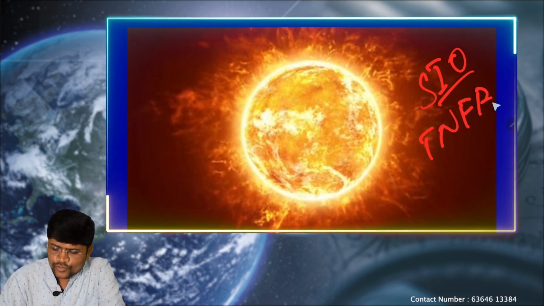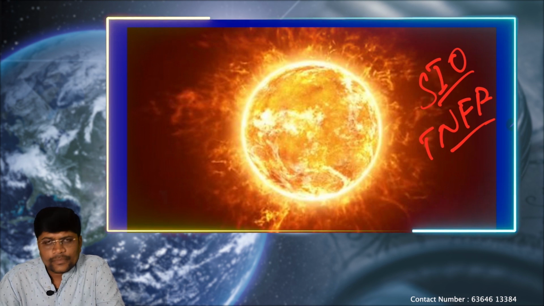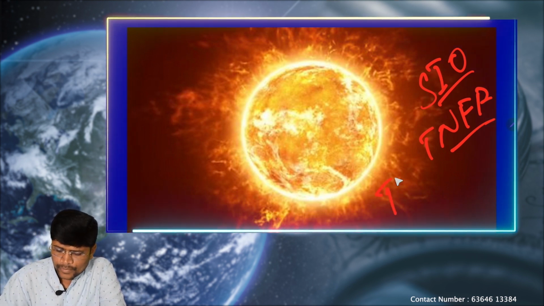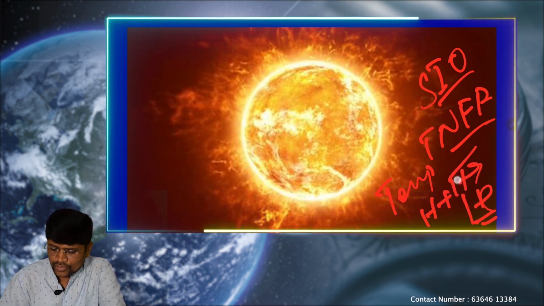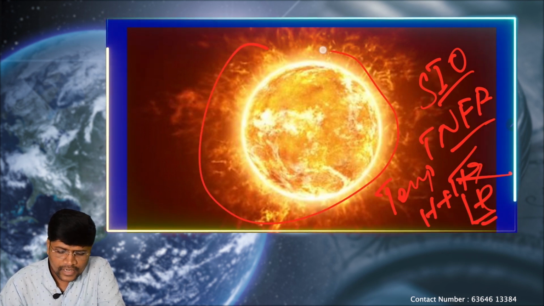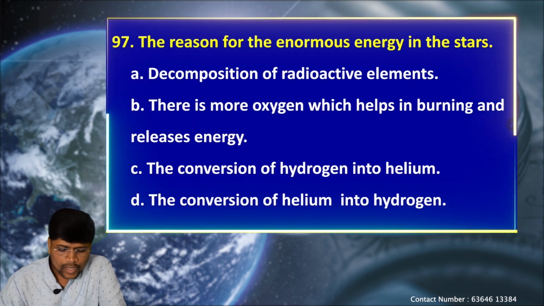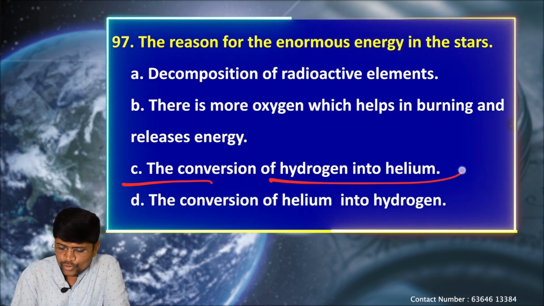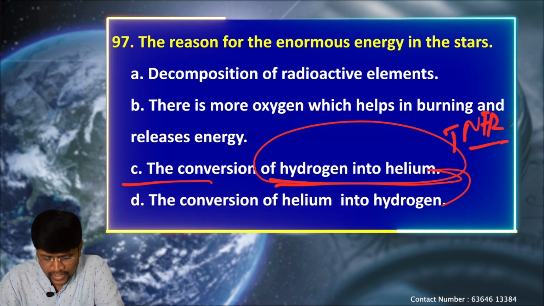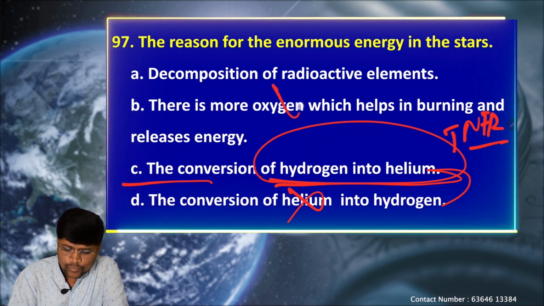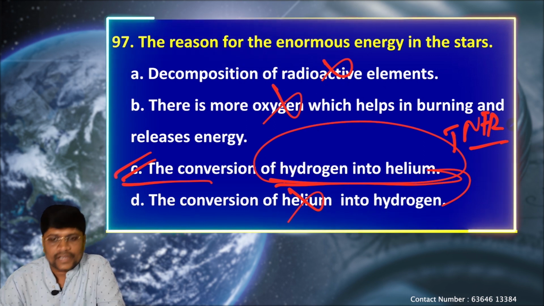Again, we know that stars are the self-illuminating objects in the universe. Why are they self-illuminating? Because of the thermonuclear fusion reaction occurring at their core. What is the main cause for the thermonuclear fusion reaction? The excess temperature: hydrogen atoms unite and turn into helium. In this process, they release an excess amount of heat and light energy. So it is very clear. Option C, the conversion of hydrogen into helium, is nothing but the thermonuclear fusion reaction. Hydrogen turns into helium, not helium into hydrogen, and it is not about more oxygen or radioactive elements. So only option C is correct.